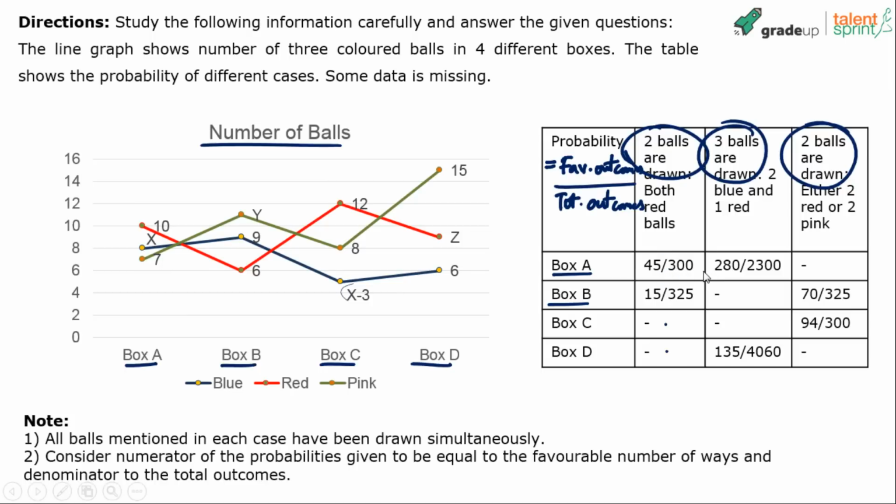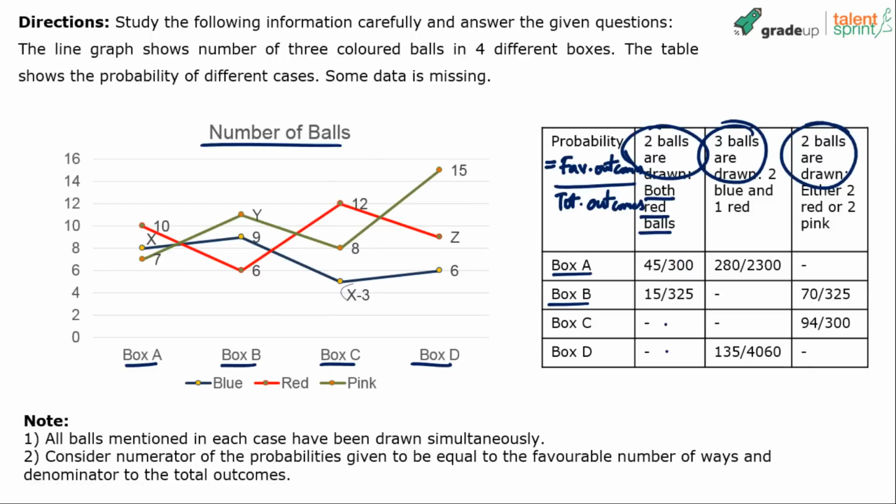Because here, 45 represents the number of ways in which both the balls can be red in box A. See, what is the case we are talking about? Both red balls. So if you want to draw 2 red balls from box A, the number of ways in which it can be done is 45. The total number of ways of selecting 2 balls from box A is 300.